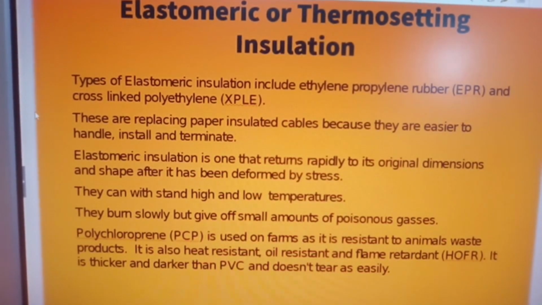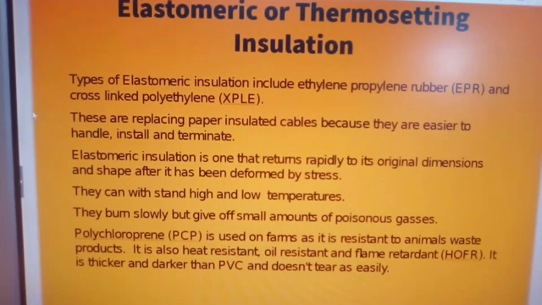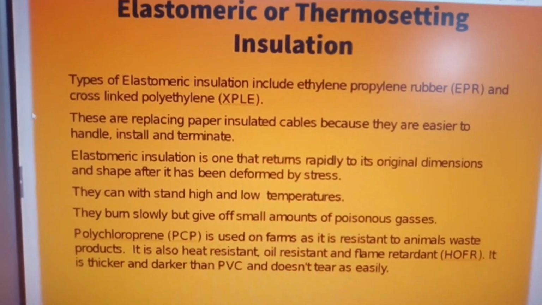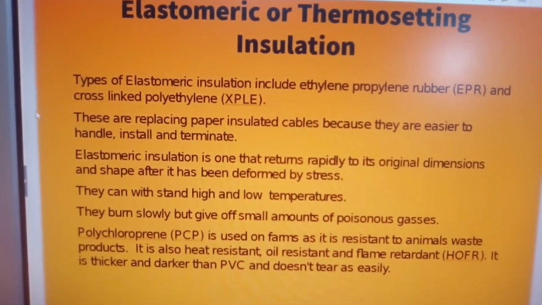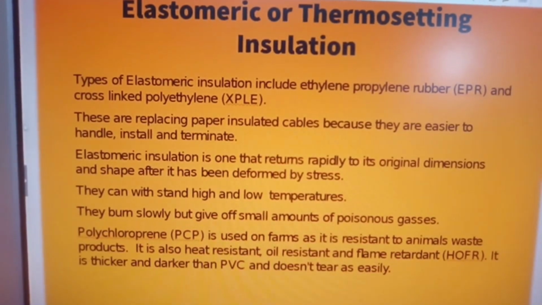Types of elastomeric insulation include ethylene propylene rubber, EPR, and cross-linked polyethylene, XLPE. These are replacing paper insulated cables because they are easier to handle, install, and terminate.